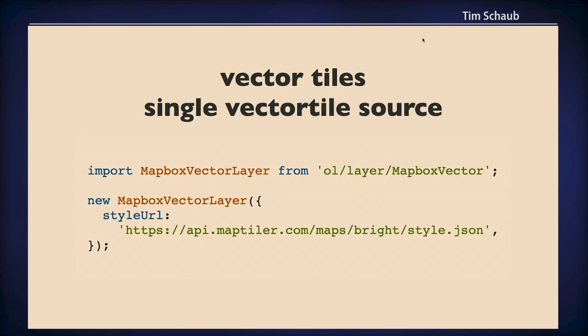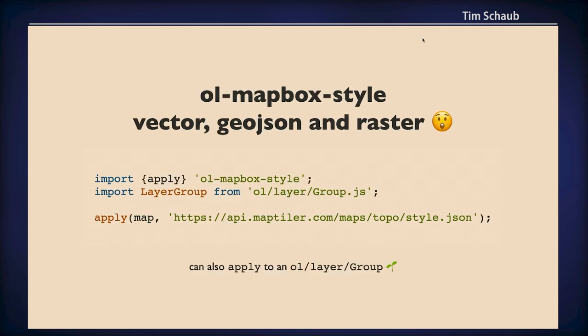Also, a thing that I've been talking about at every OpenLayers presentation since it was added to the library, and same with vector rendering, there are still improvements here, and that's why we still talk about it. The most convenient way these days to add a vector tiles layer is to use the Mapbox vector layer. As long as your Mapbox style only has a single vector tile source, then you just provide the style URL, and that's it.